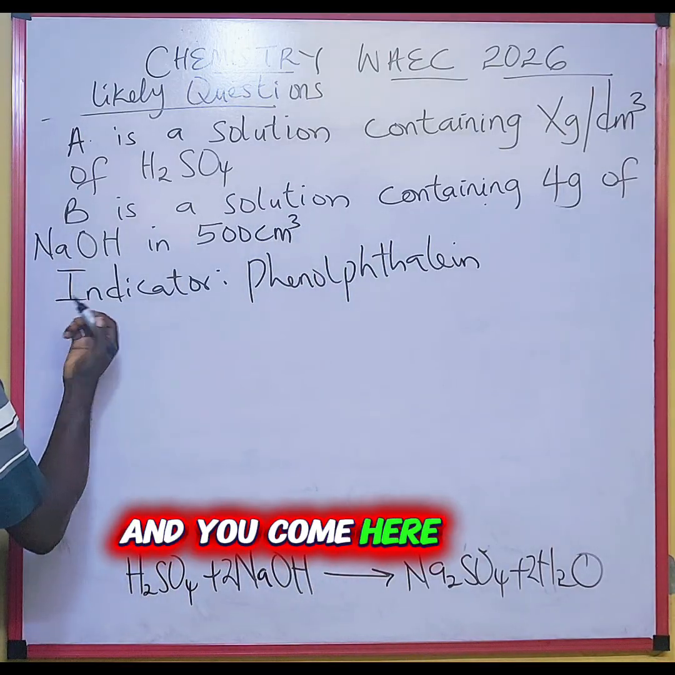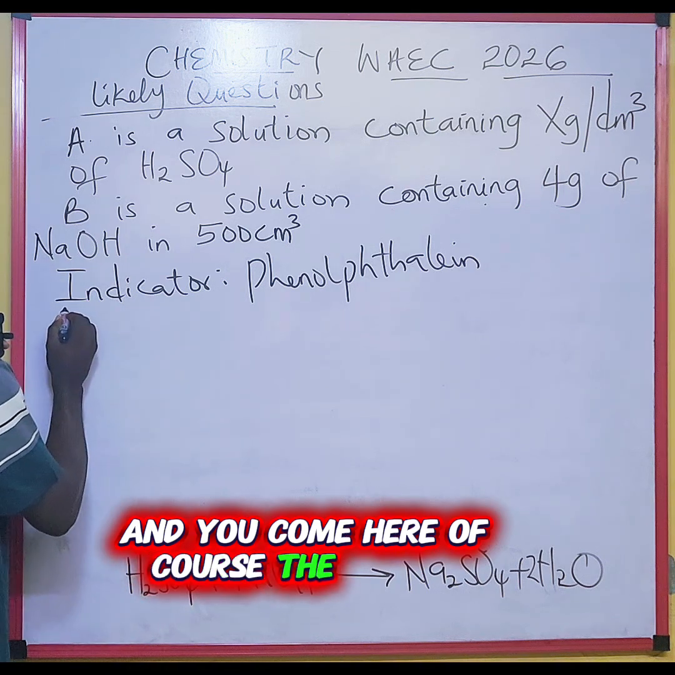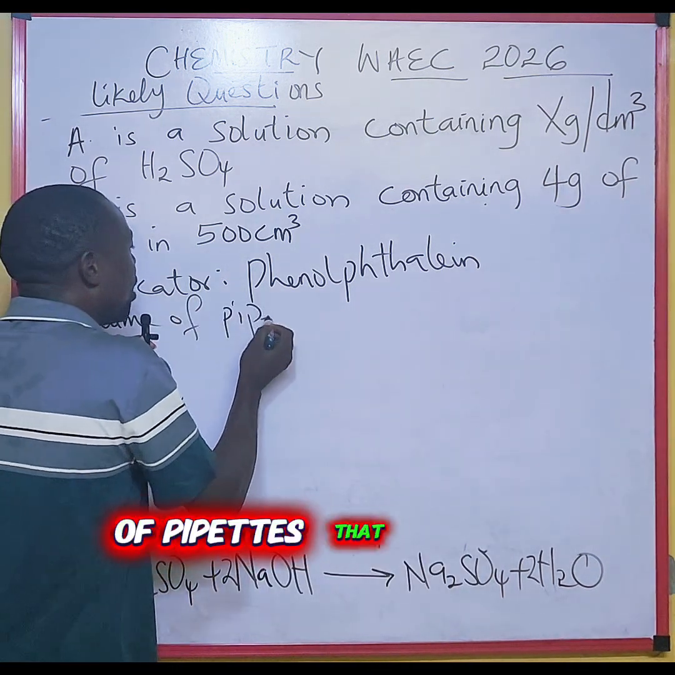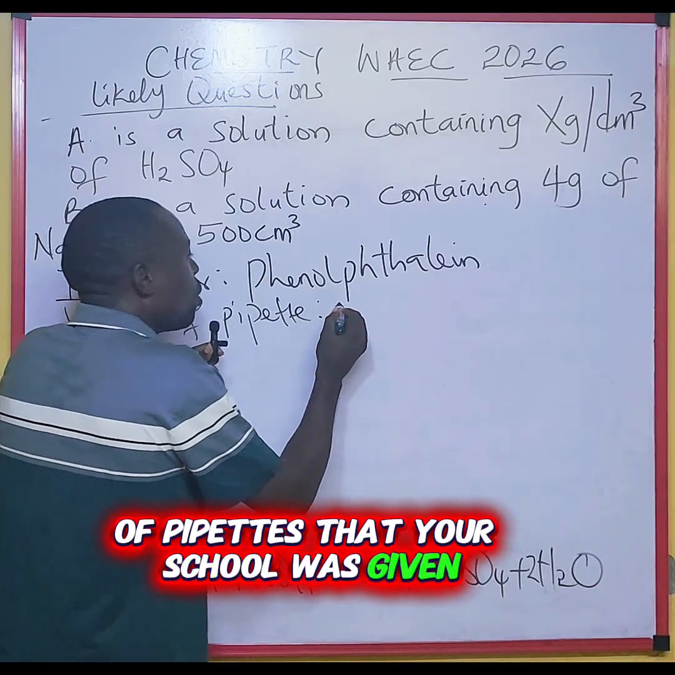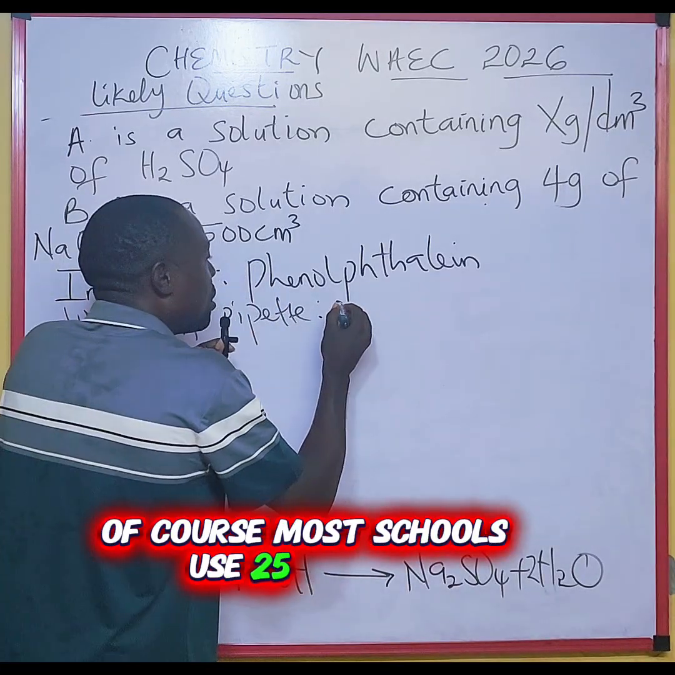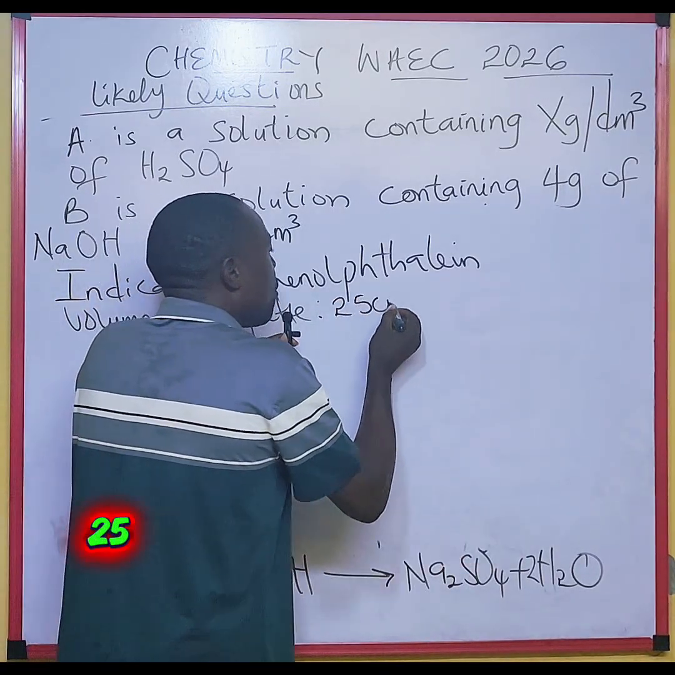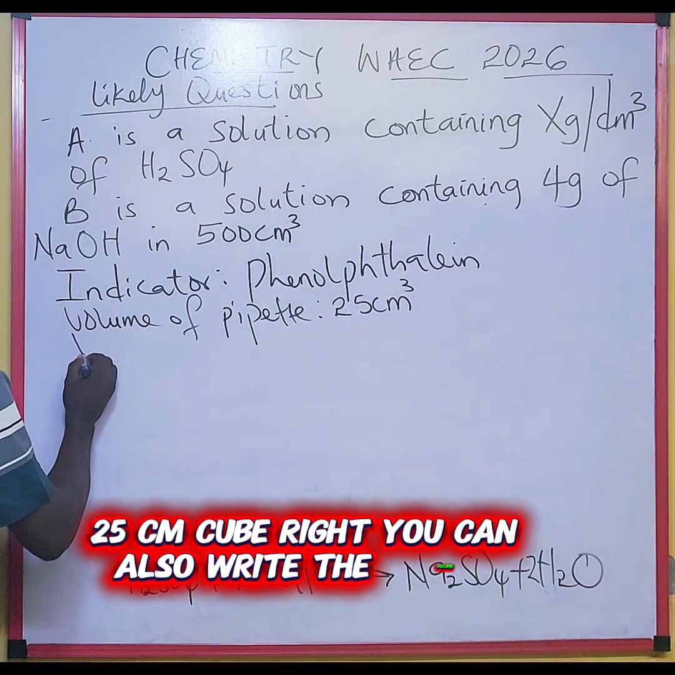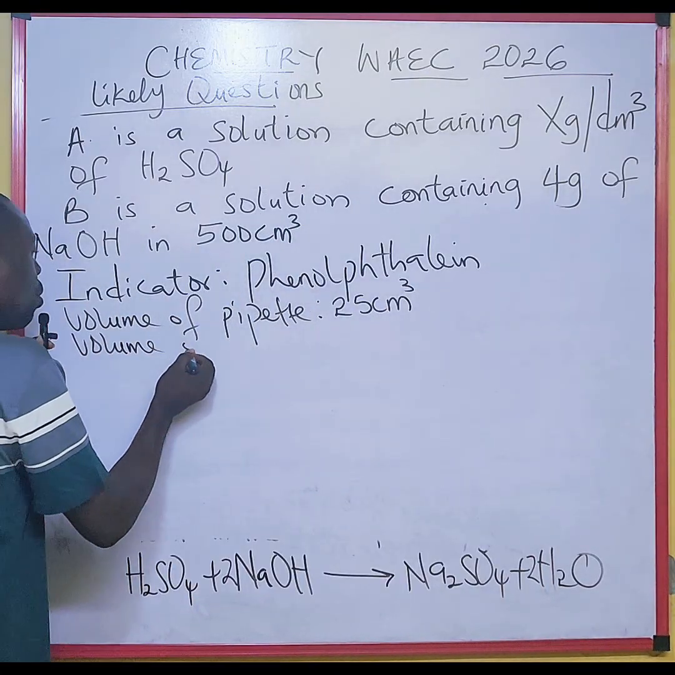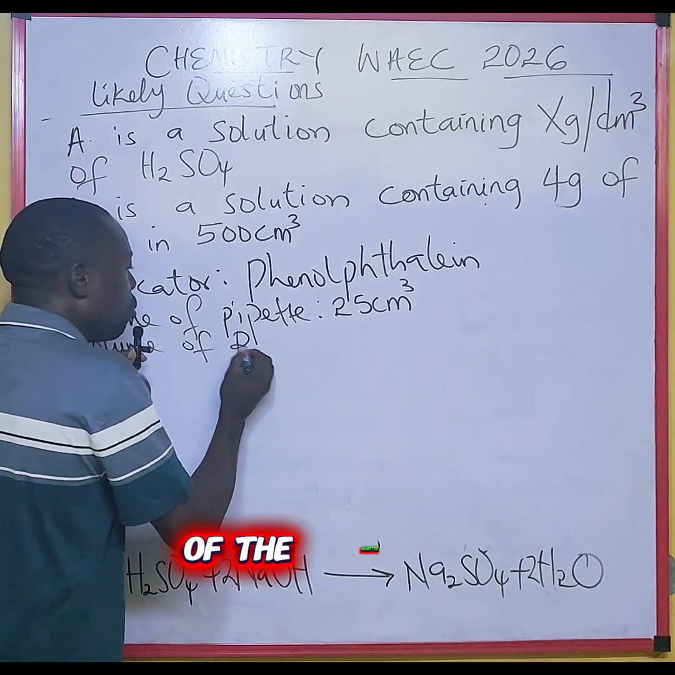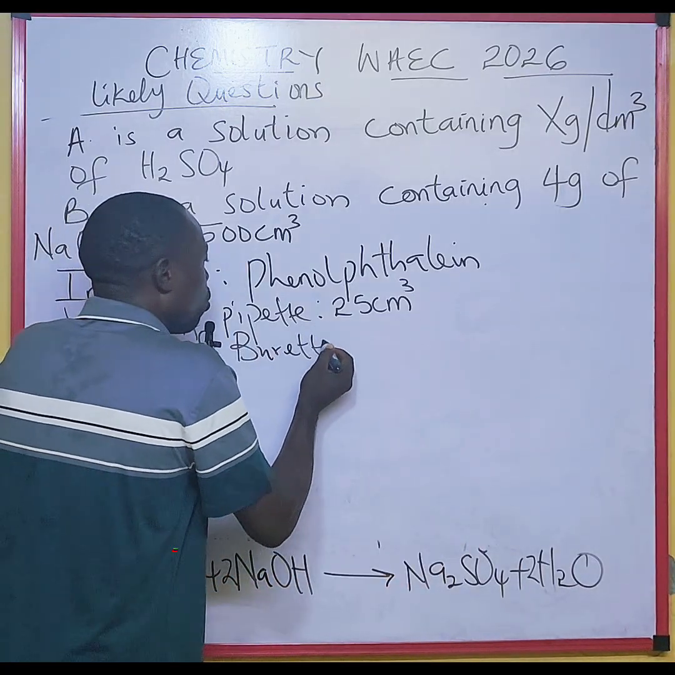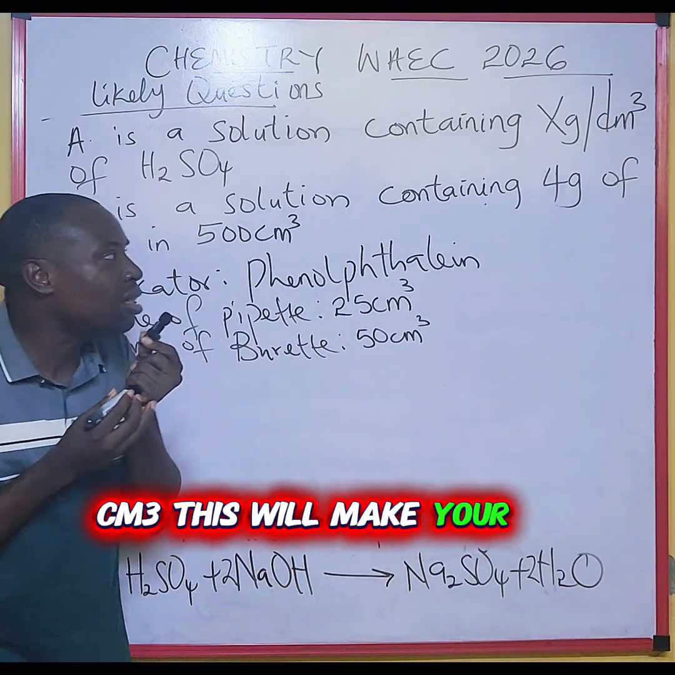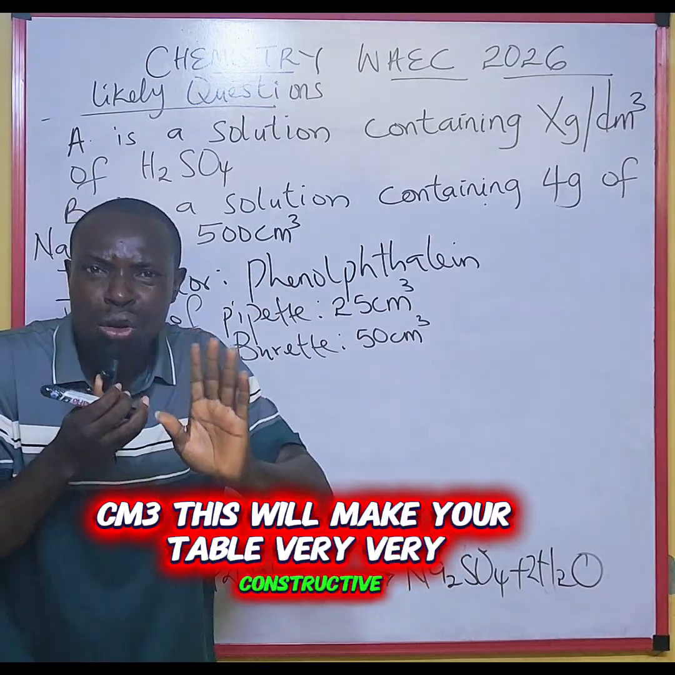Then you come here, of course, the volume of pipette that your school was giving. Of course, most schools use 25 cm cube. You can also write the volume of the burette, which is what now? 50 cm cube.